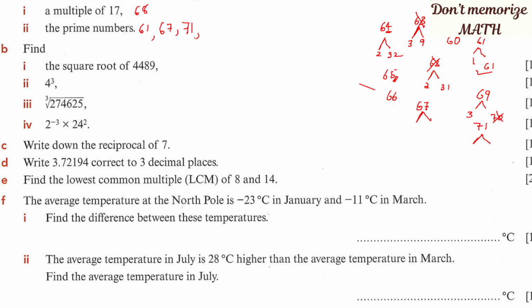72 is an even number. 73 is a prime number. 74, 75, 76, 77 is a multiple of 11. 11 times 7. So 77, no. 78 is an even number. 79, we cannot choose 79, right?